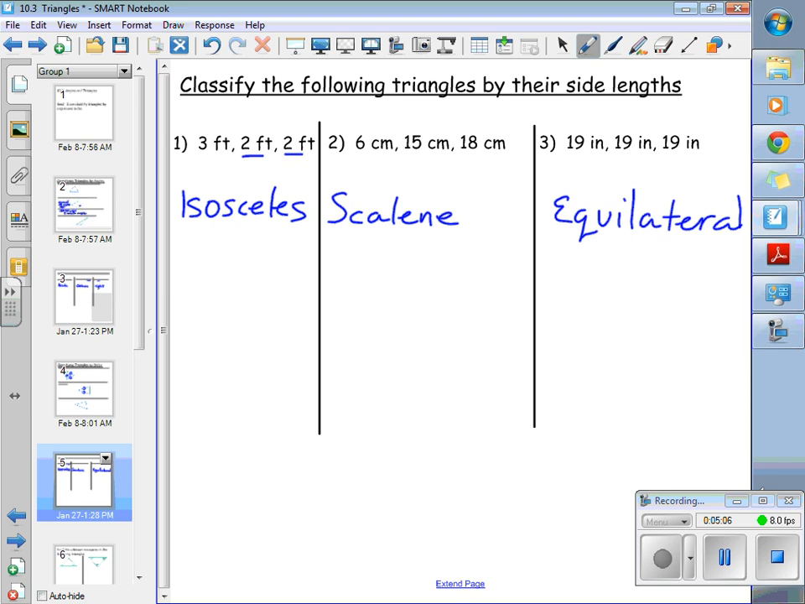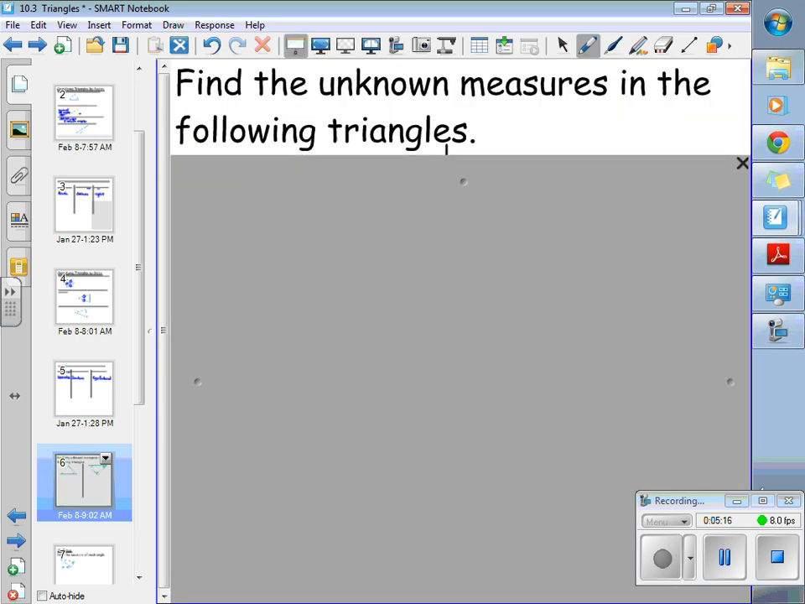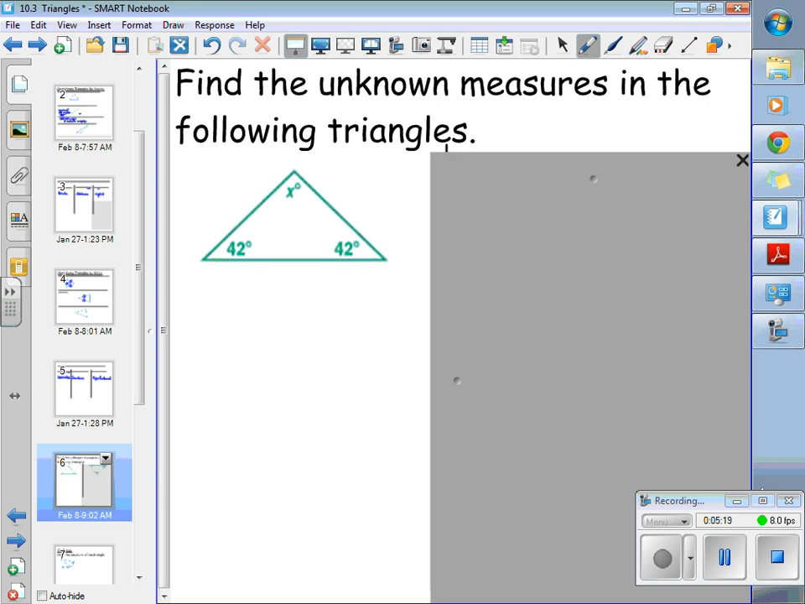Oops. All right. Moving on. Find the lengths of the unknown measures in the following triangles. Let's do one at a time. All right. So we have 42, 42, and an unknown x. So we know, as we said earlier, that the sum of all the angles in the triangle has to equal 180. So we've got 180 equals 42 plus 42 plus x.